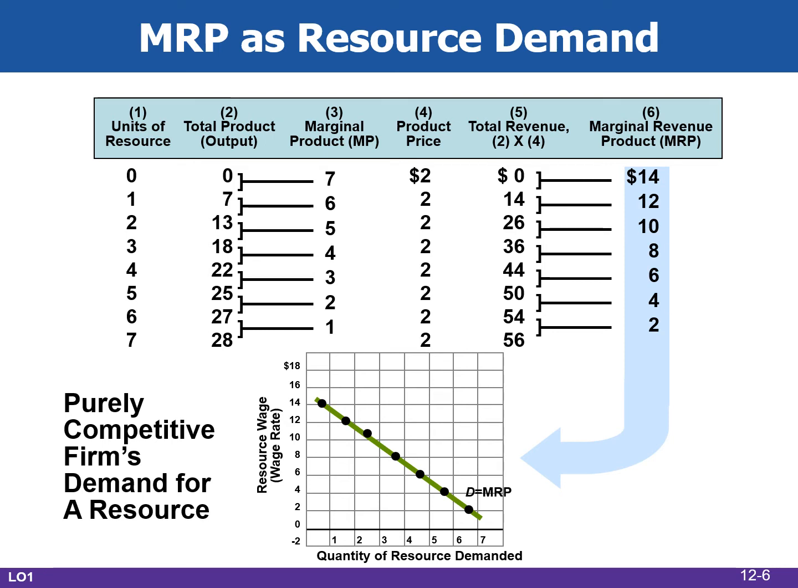Column 4 is simply the price that this firm expects to sell its product. Remember, we made the assumption that this firm is operating in a purely competitive market. We mentioned that assumption on the previous slide. So in column number 4, you notice that this firm is a price taker. The firm can sell every unit of output at the same price. No matter how many units they sell, they sell them each for $2.